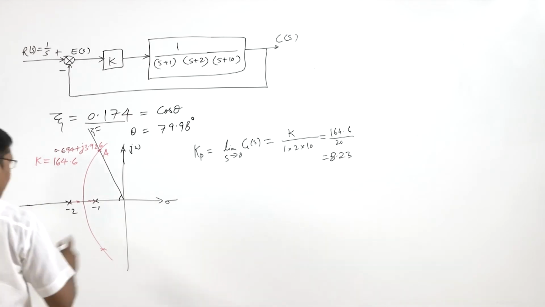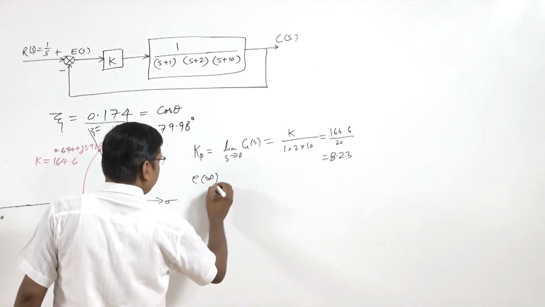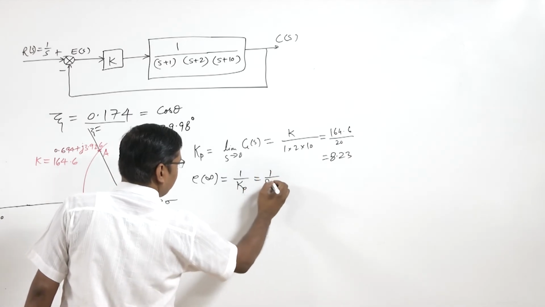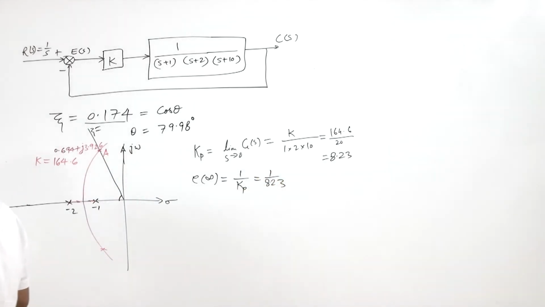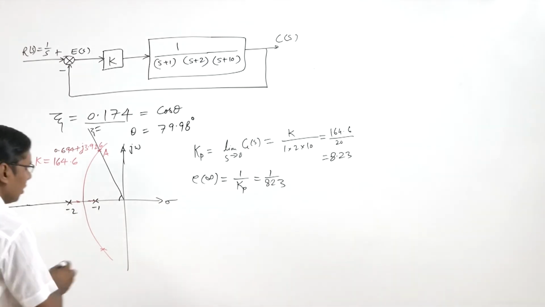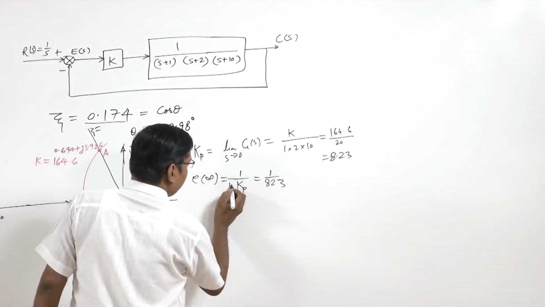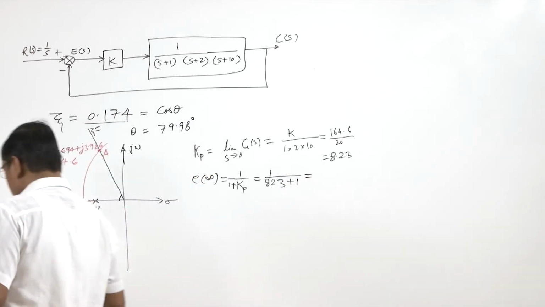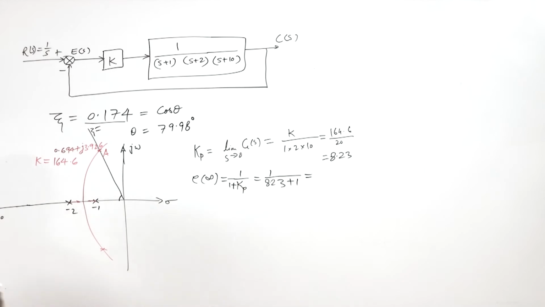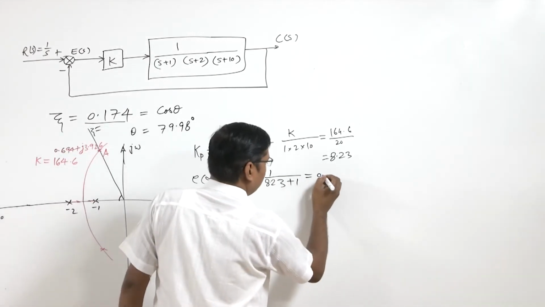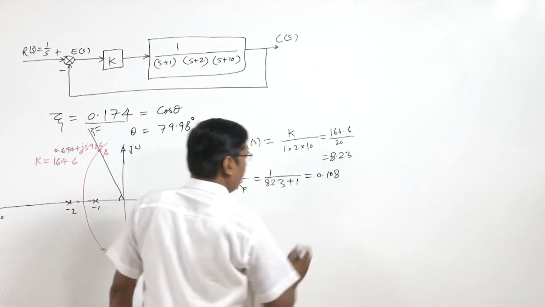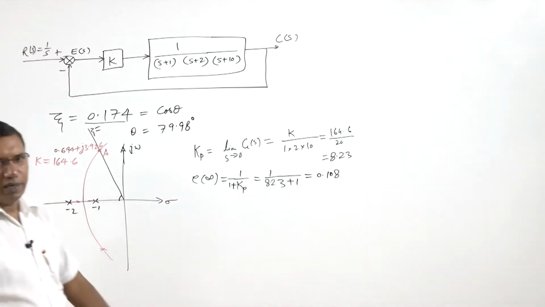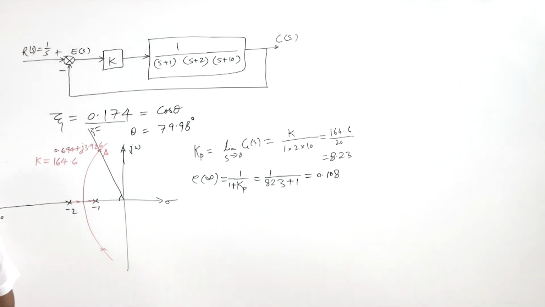Now we can find e infinity, the steady state error, that is 1 by 1 plus Kp. So 1 by 9.23, which equals 0.108. This is the steady state error currently, so there is some finite error in the system.